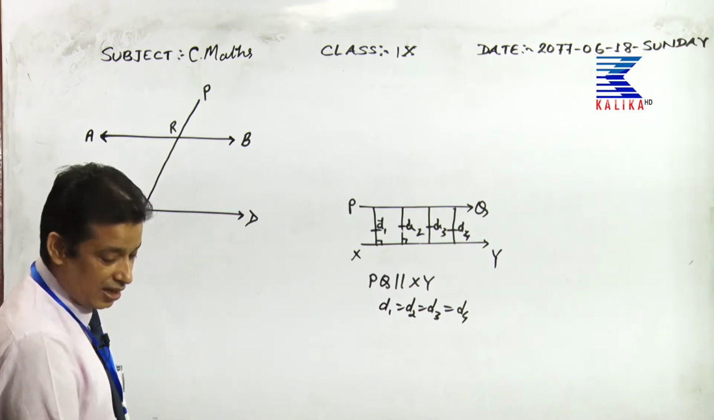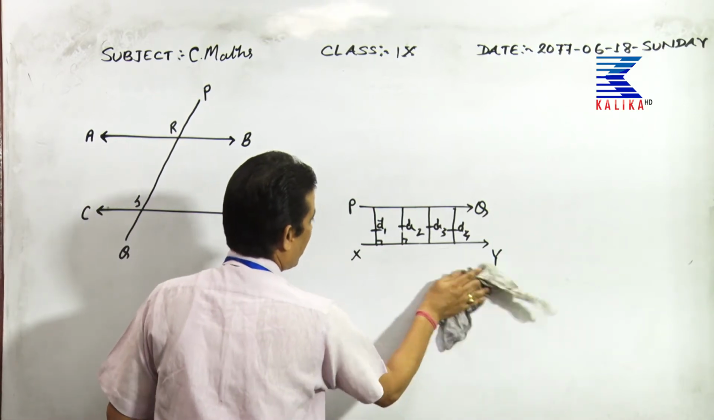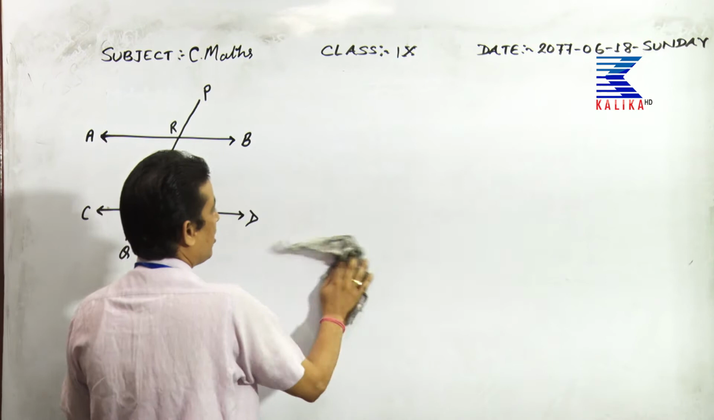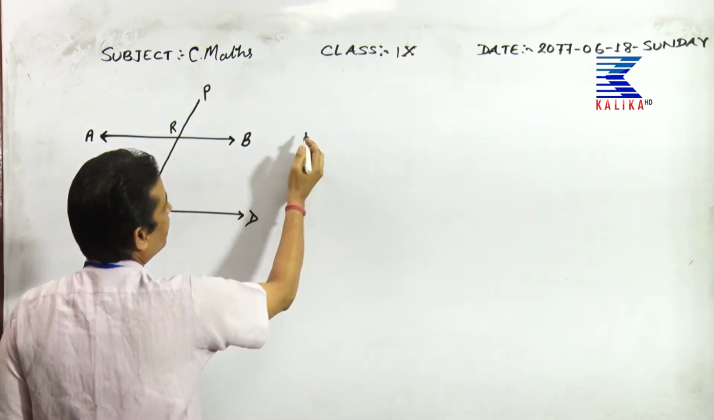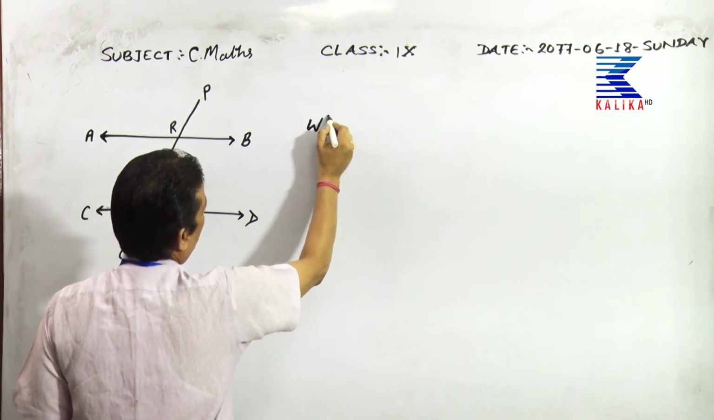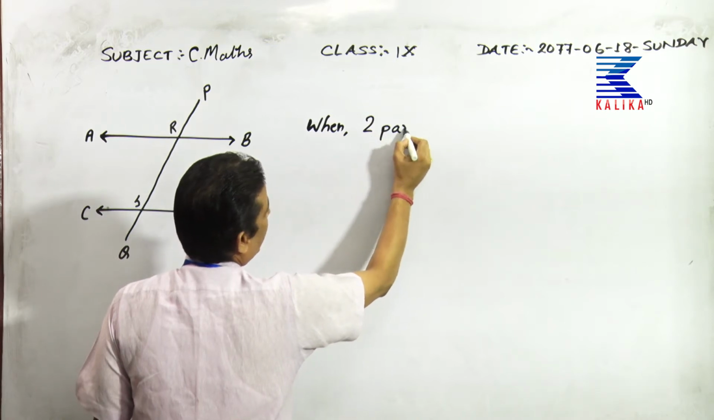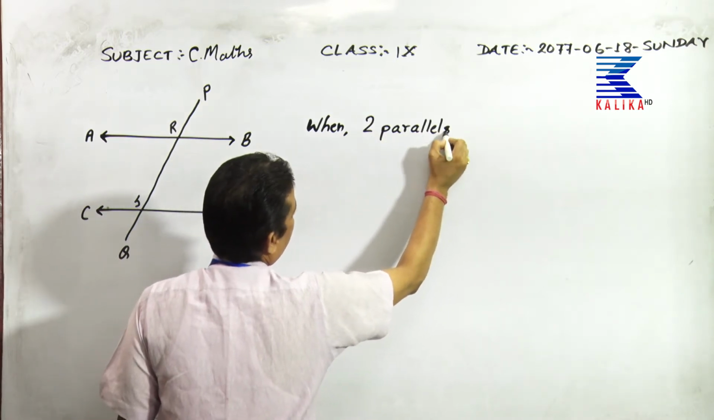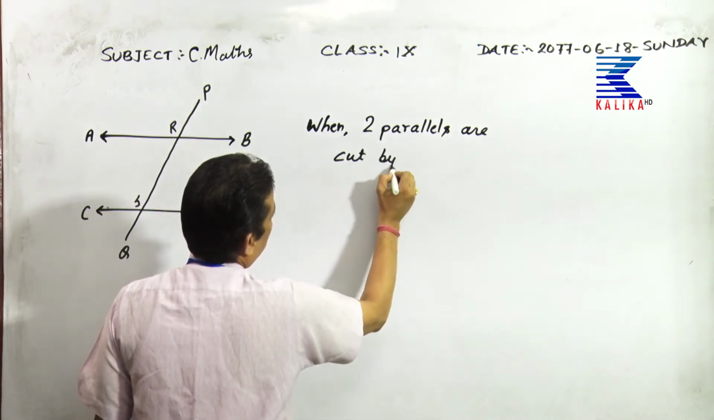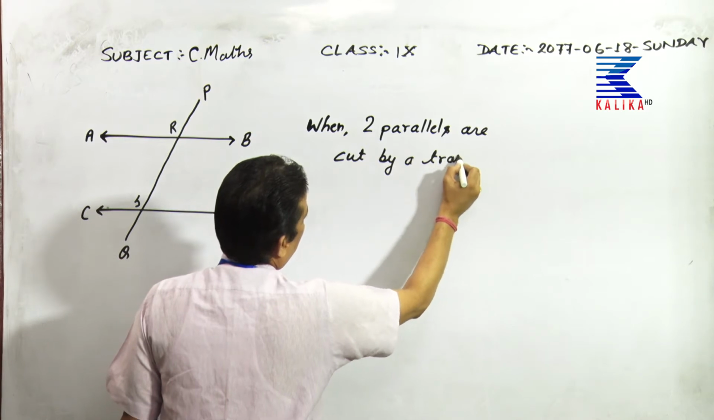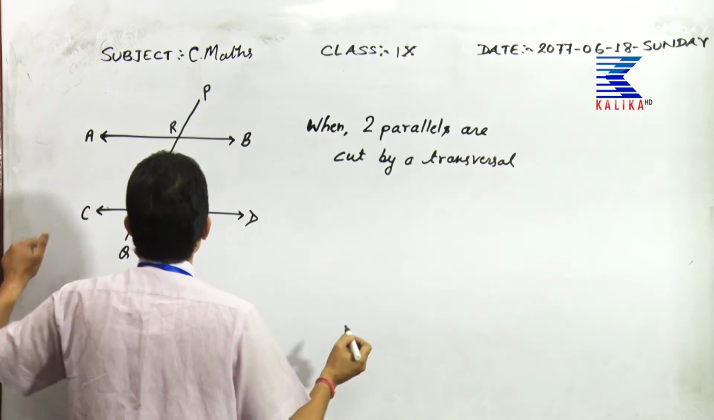After this, now dear students, today we are going to learn about the angles which are formed. Look what happens here, when two parallel lines are cut by a transversal. Here you can see transversal means PQ.